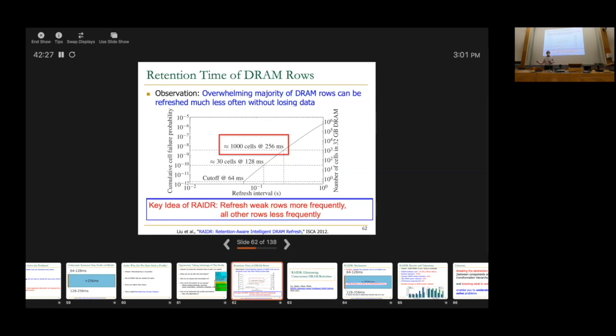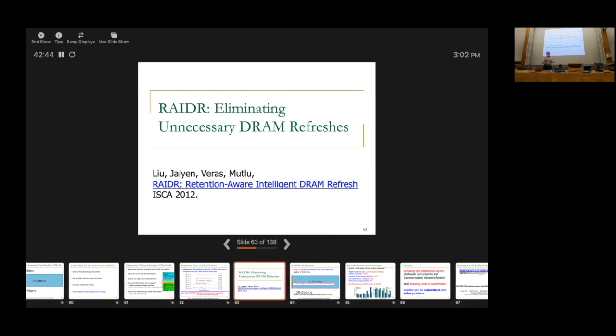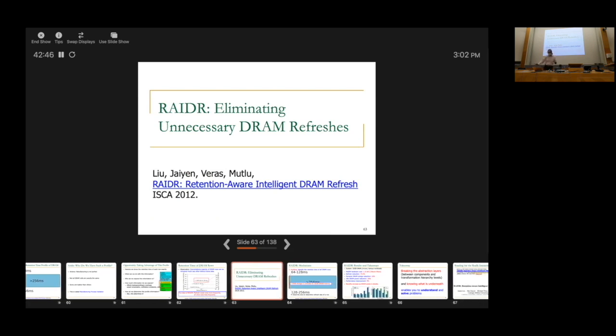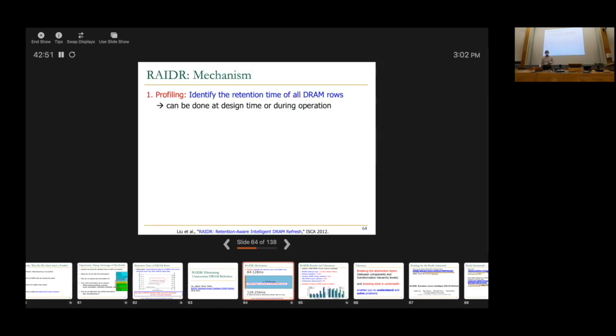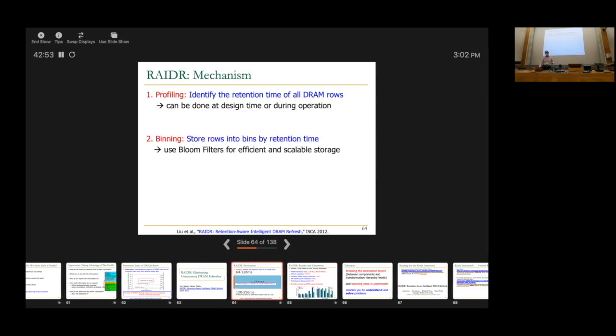And the key idea that we did in a work that we published 10 years ago is to refresh weak rows. These are weak rows. Some rows are weak. They need to refresh more frequently. Some rows are strong. They need to refresh less frequently. Refresh only the weak rows more frequently and everything else less frequently. And that gives you a lot of performance improvement. I'm not going to go into the details of how to do this. If you're interested, this paper is really easily accessible. You can read it. But basically, you need to identify the retention time of DRAM rows. You need to basically store this information somewhere.